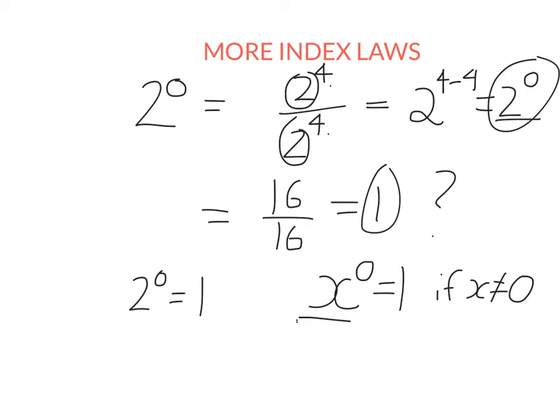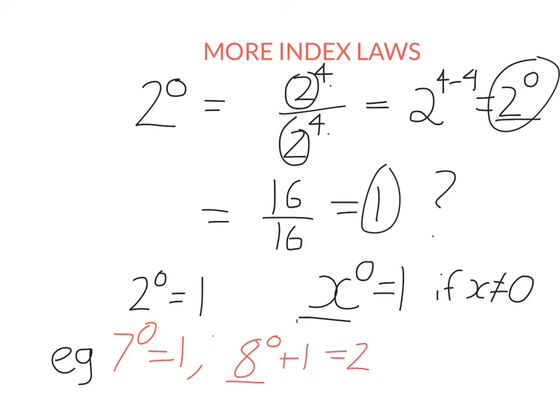So let's just look at a few quick examples. So let's say we have 7 to the power of 0. It's just 1. What if I had 8 to the power of 0 plus 1? That is just 1 plus 1, which is 2.